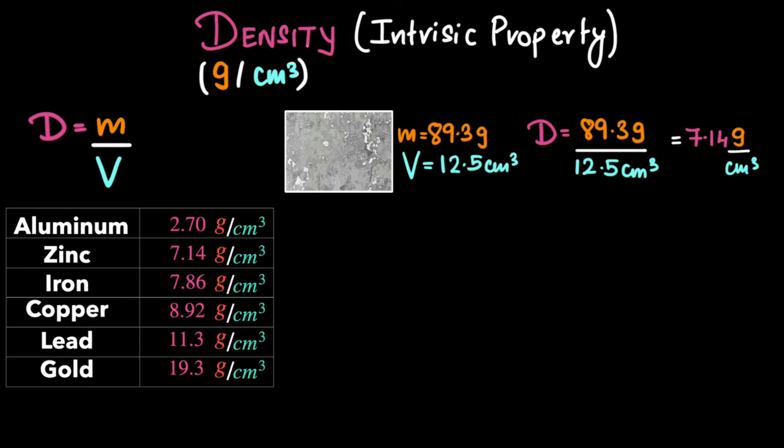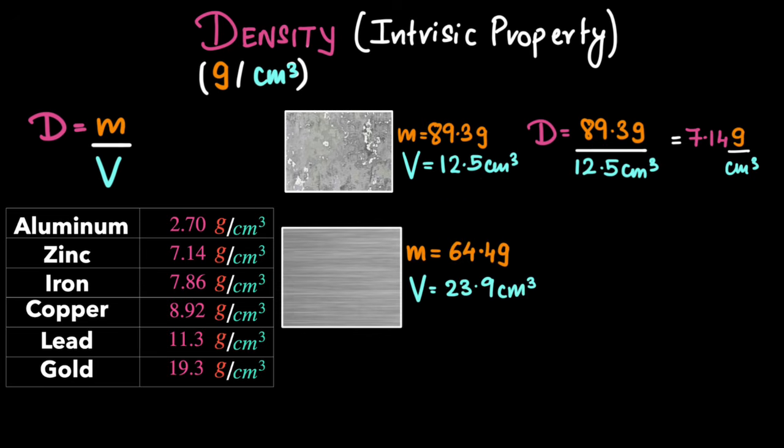Okay, you try one. Here's another sample that's given to us. Again, we know its mass and we know its volume. Why don't you pause the video, calculate the density, and then see which material this could be. All right. So again, density is mass divided by volume. So we get this divided by this. And again, we can bring in our handy calculator.